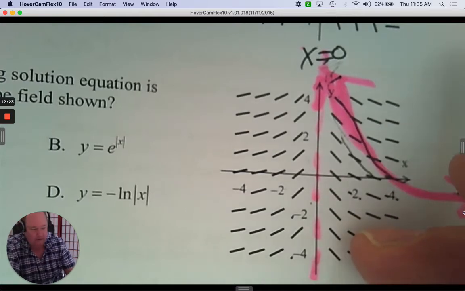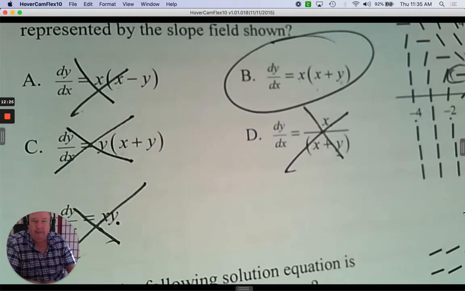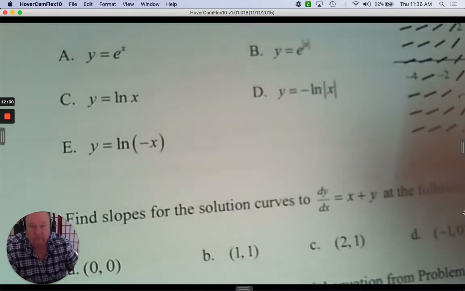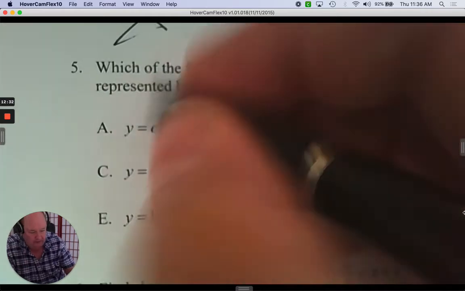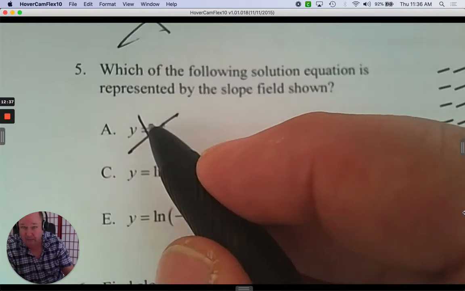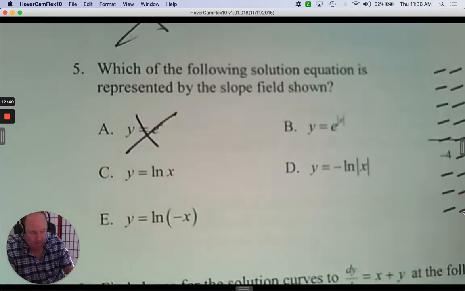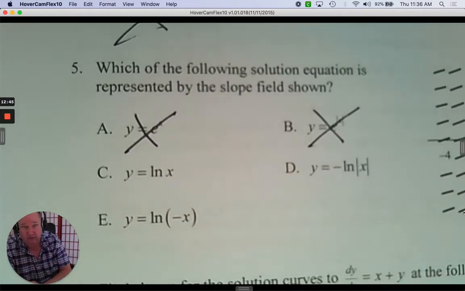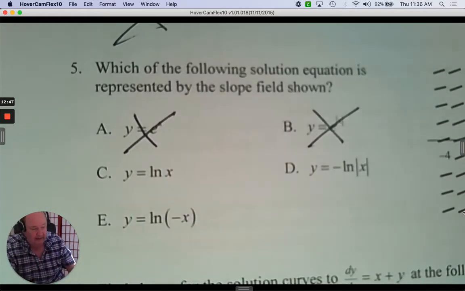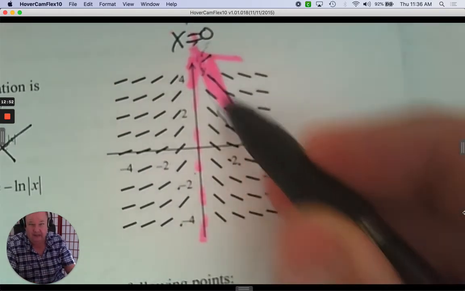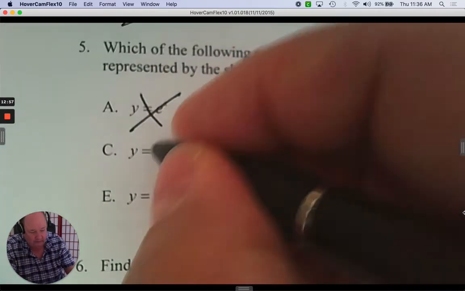So if I look here, e to the x is gone because that has a horizontal asymptote. In fact, all exponentials have a horizontal asymptote. So it's helpful to know your functions so you could cross out the exponentials. The second thing I notice is that pink is decreasing. So when I look at it, it's decaying. It's decreasing. So a logarithm, just ln x, does not look like that.